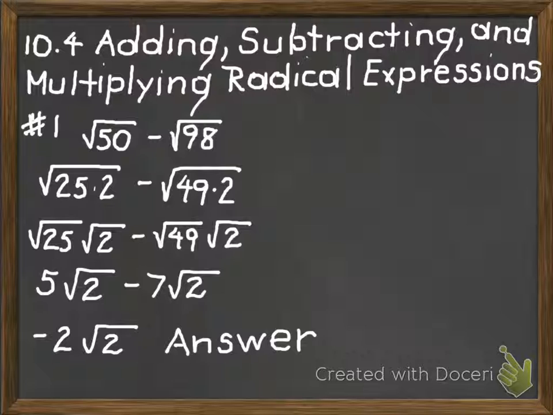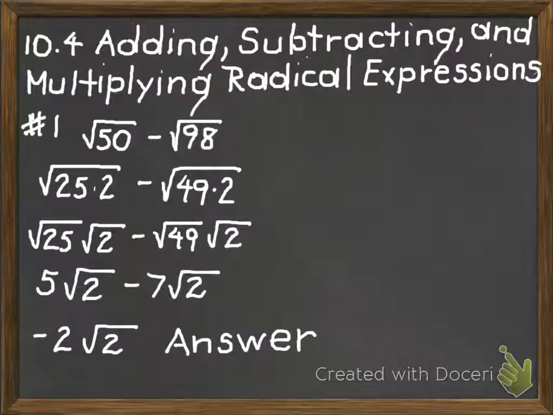Now, the square root of 25 can be square rooted because 25 is a perfect square. 5 squared is 25. So the square root of 25 is 5. And similarly, the square root of 49 is 7. So now you see we have like radicals in both terms. The root's the same and the radicand's the same. That's what makes them like radicals.